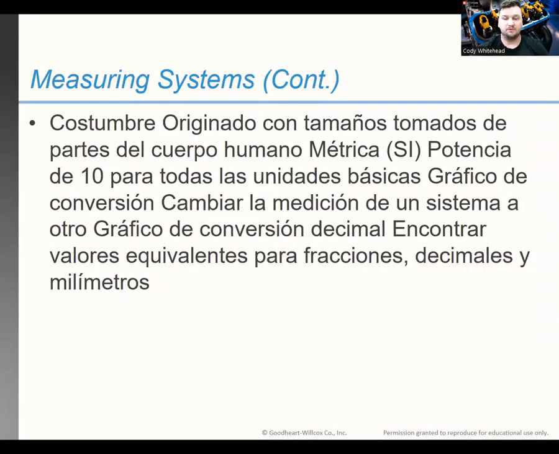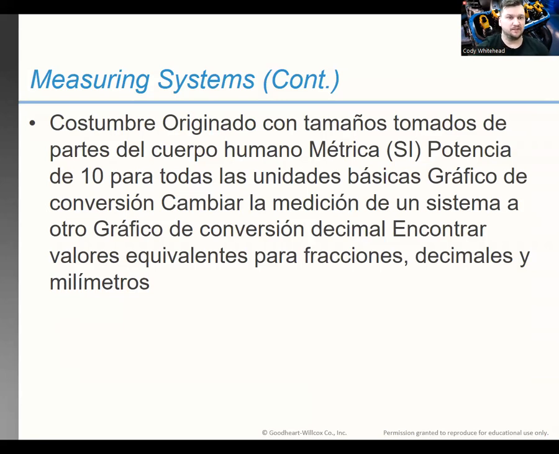Customary originally came from sizes taken from body parts. That's why a human foot should be around about a foot, and a yard is about the length of your arm, things like that. Metric systems use the power of 10 for all their basic units. Metric is a little bit nicer because all you have to do is move a decimal point to change from millimeters to centimeters and things like that. Conversion charts help change the measurements from one system to another.